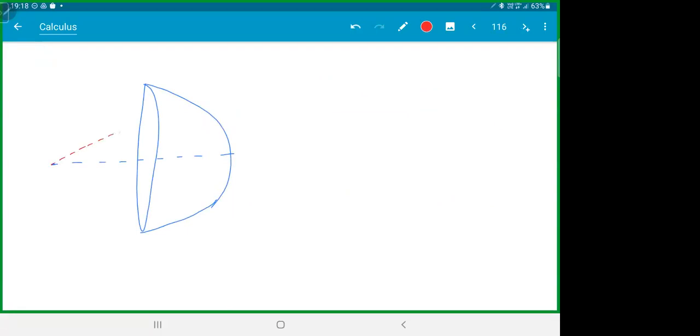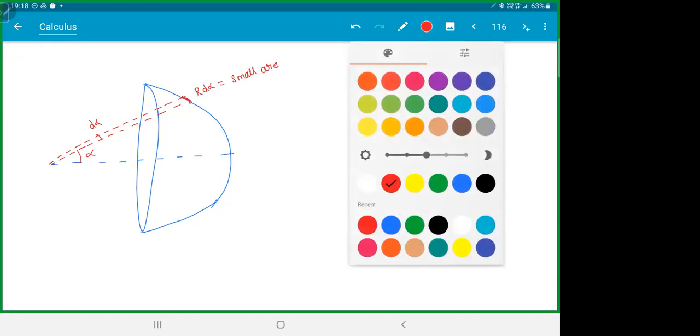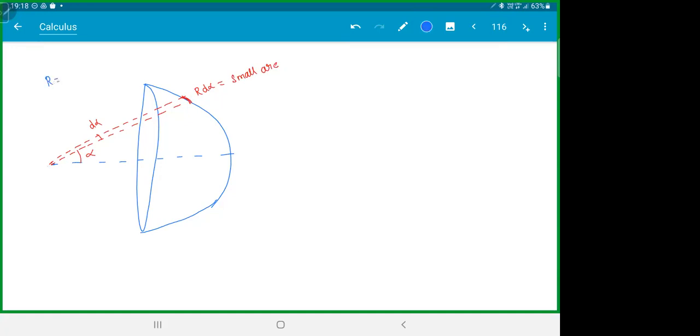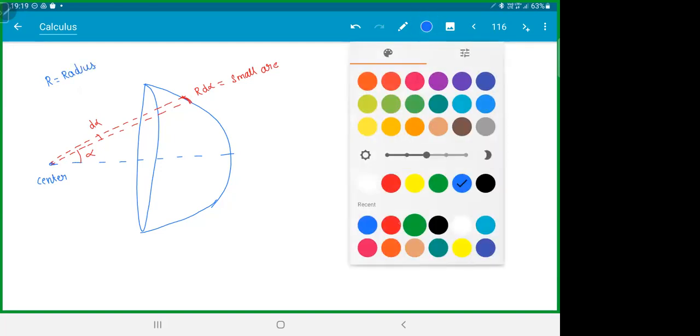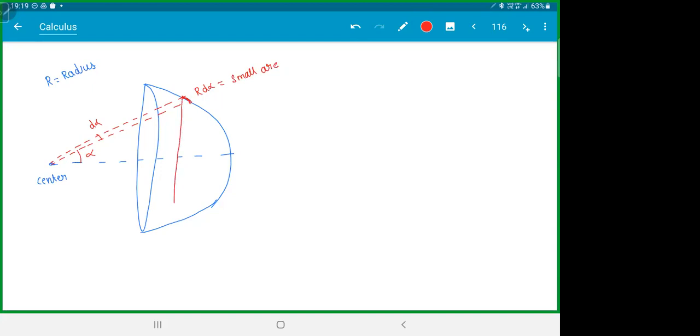From here, at an angle alpha, you take a small angle d alpha. You take a small strip here, right? Which will be r d alpha, the small arc. R is the radius of the thing. This is the center. So from here, you are taking an element like this.